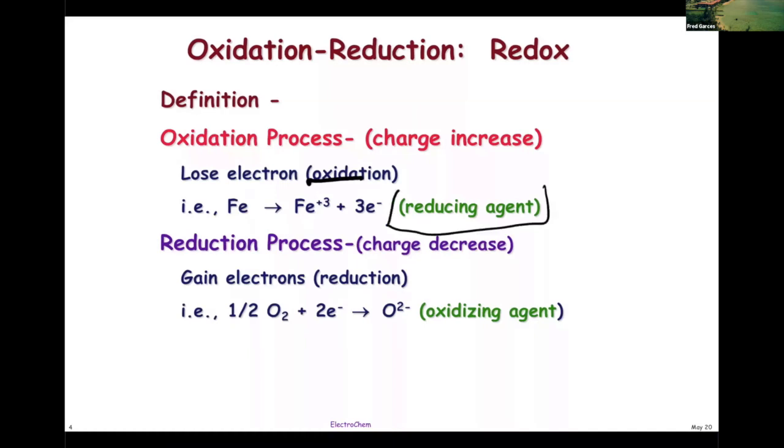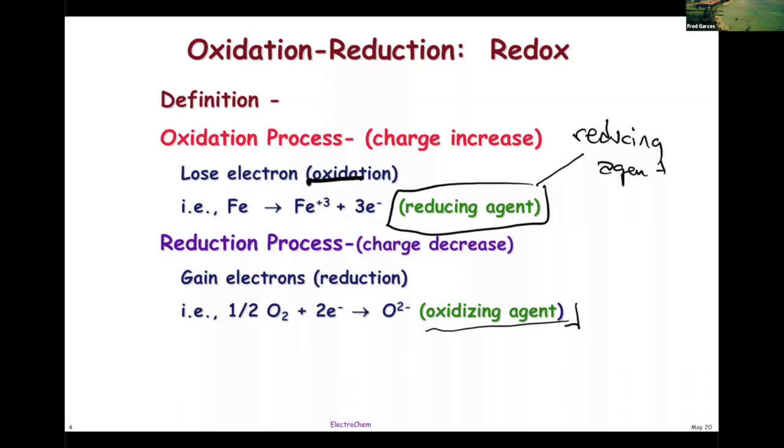But you refer to these chemicals as agents. Okay, let me slow down. The chemical that gets oxidized, that is the chemical that loses electrons, and so its charge goes up, is called the reducing agent. The chemical that gains electrons, so its negative charge is going to increase, undergoes the reduction process, but that chemical is called the oxidizing agent.